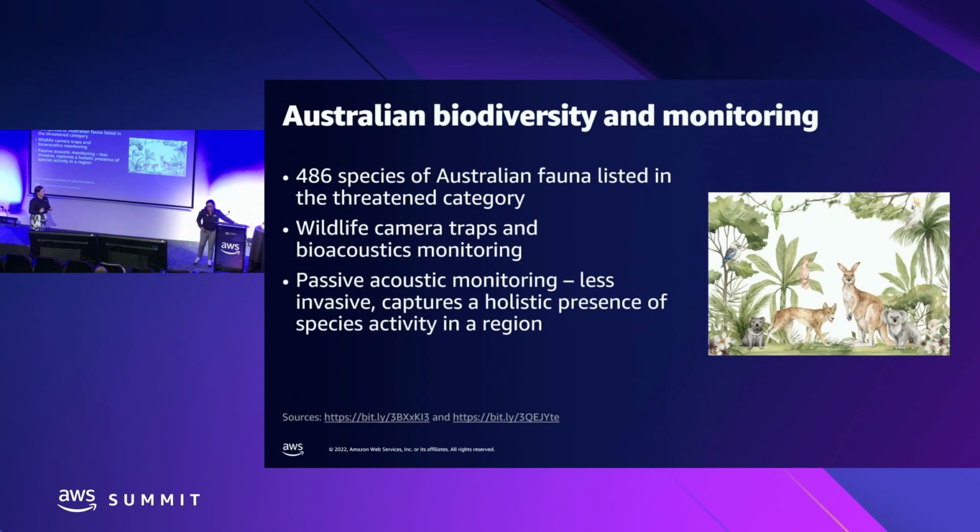Great, so let's talk birds. But actually, let's talk about Australian biodiversity at large and the monitoring efforts of the Australian government. So before we dive into the solution today, we'll take a look at the current state of affairs of Australian biodiversity and the monitoring efforts by the Australian government. According to the Department of Climate Change, Energy, the Environment and Water, there are currently 486 species of Australian fauna listed in the threatened category.